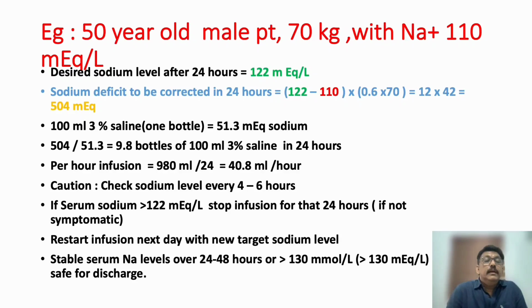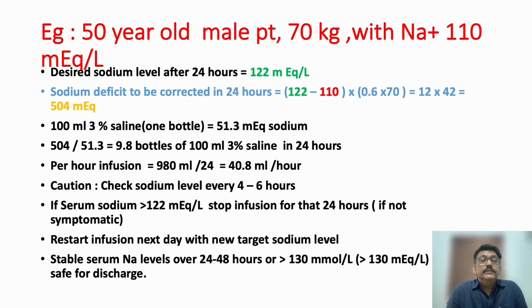Now for example, a 50-year-old male patient, 70 kg, with sodium of 110. Desired sodium for tomorrow will be 122 milliequivalents per liter. So the sodium deficit can be calculated like this: I want 122 by tomorrow, 110 should be reduced from that. Then it is the same, that is 12 milliequivalents into 0.6 into 70. So 12 into 42 will give 504 milliequivalents.